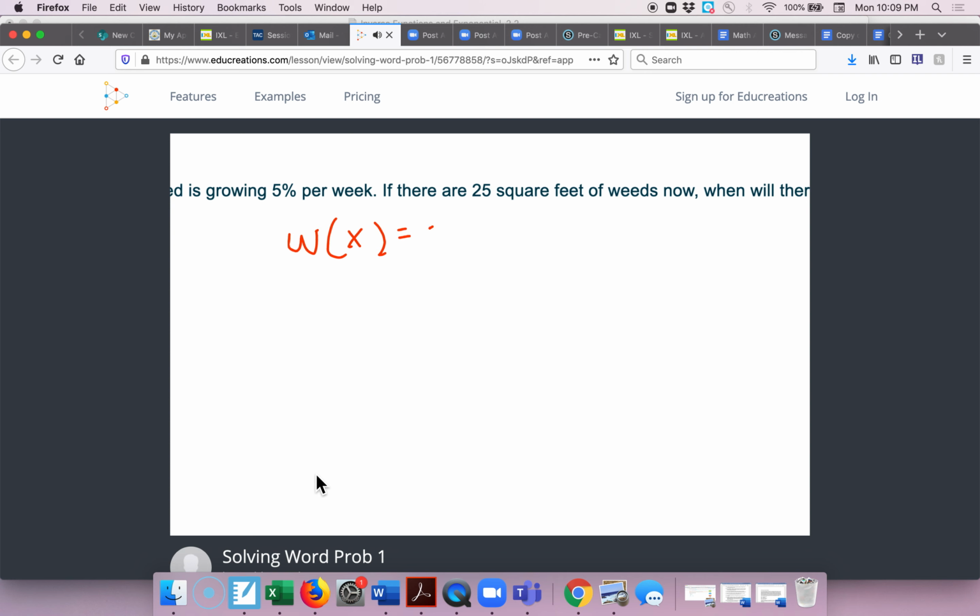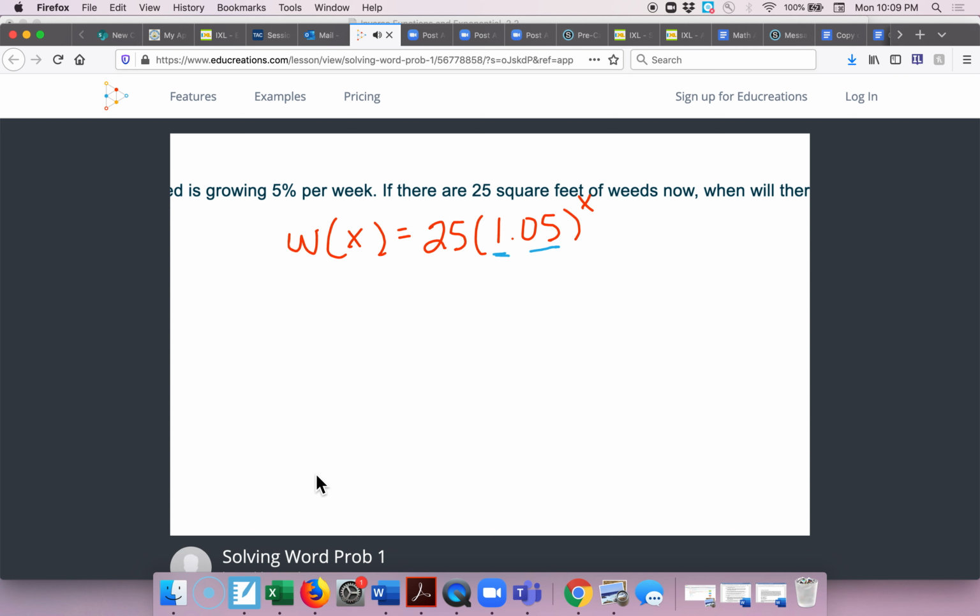All right, we're starting out with 25. It's growing by 5%, so we're going to multiply by 1.05 to the x power, right? The 1 gives me my original 25 that I'm starting out with, and then the 0.05, that's the 5% that it's growing by, okay? So we have this function that if we plug in x, which is the time in weeks, we can figure out how many weeds we're going to have.